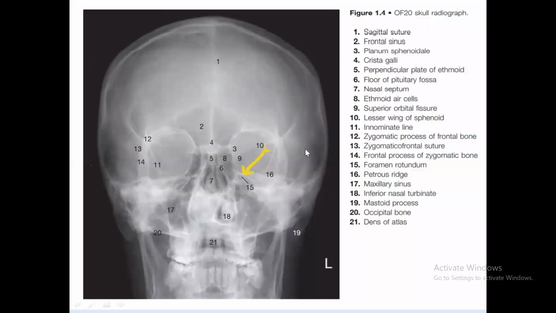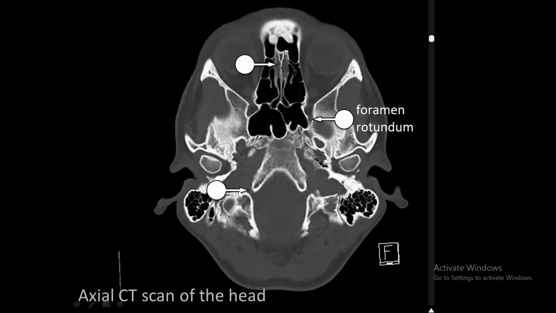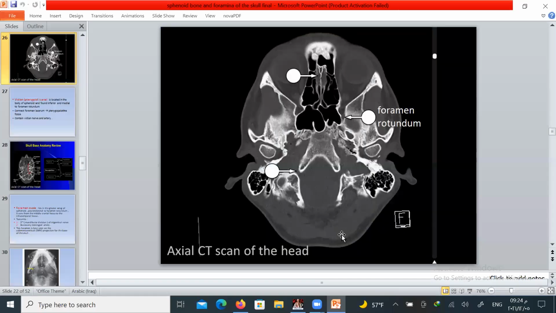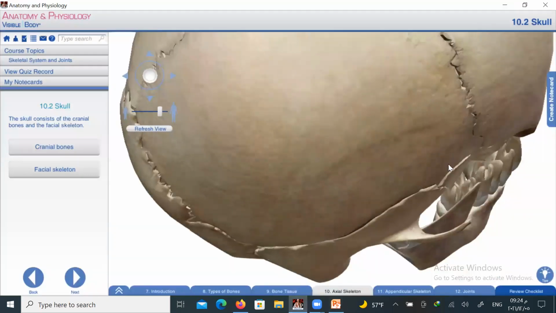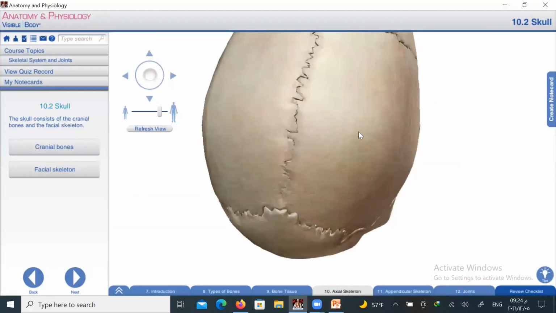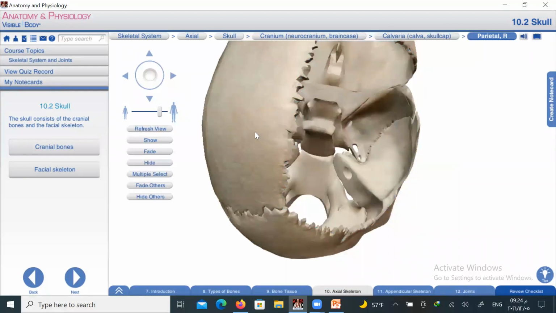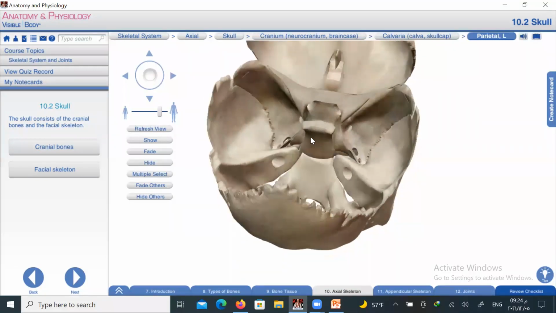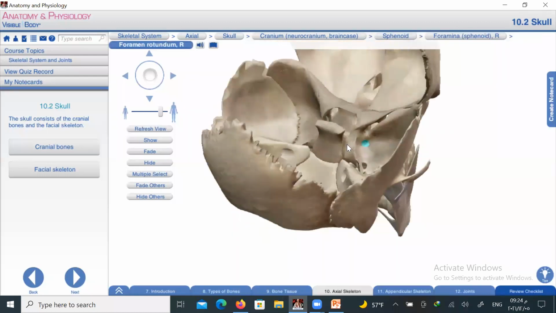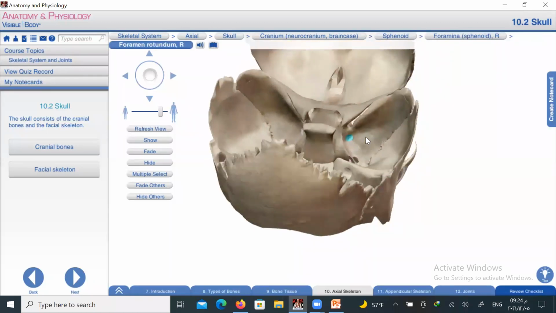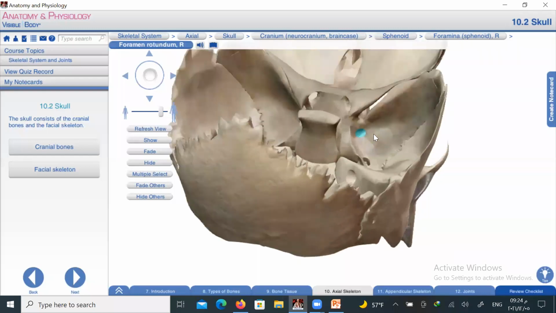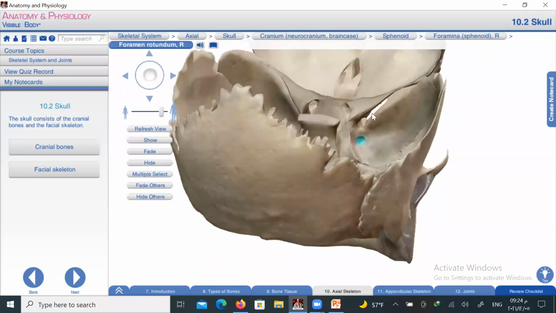This is the occipitofrontal view, 20-degree, in which you can see the foramen rotundum. And this is axial CT scan of the head in which you can see the foramen rotundum. Let's see the foramen rotundum on the 3D image of the skull. Let's hide the parietal bone. This is the foramen rotundum that lies in the sphenoid greater wing, just below the superior orbital fissure.